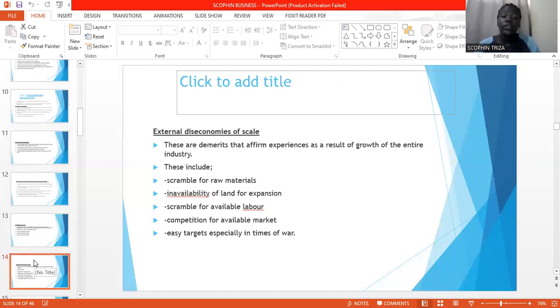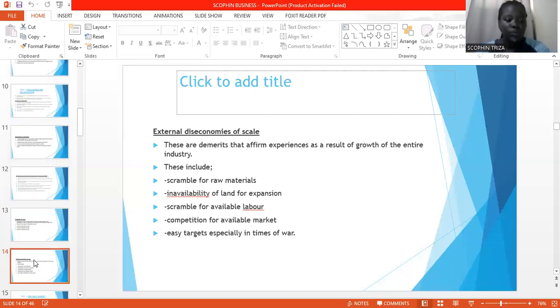Now let's look at the external diseconomies of scale. These are the demerits that a firm experiences as a result of growth of the entire industry. Now they include scramble for raw materials, unavailability of land for expansion, scramble for available labor, competition from available market, and being an easy target, especially in times of war.